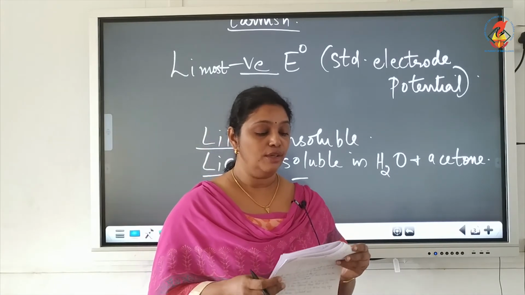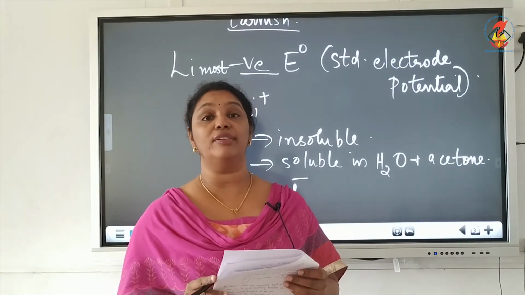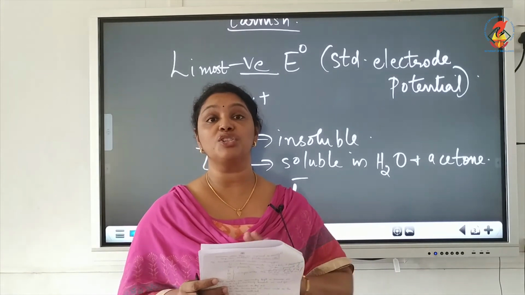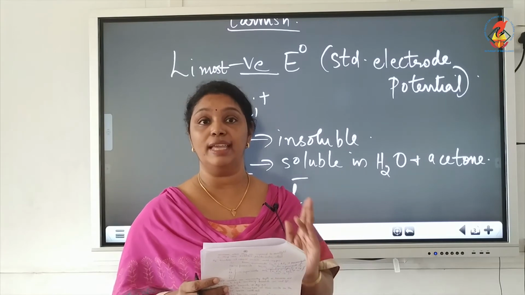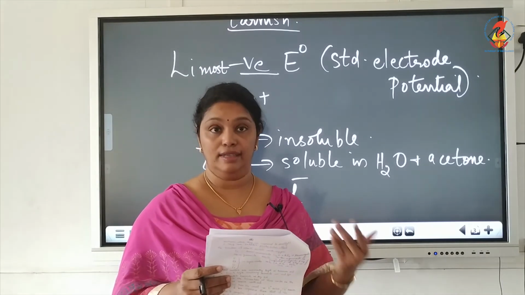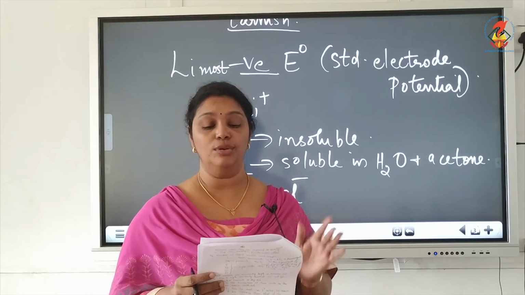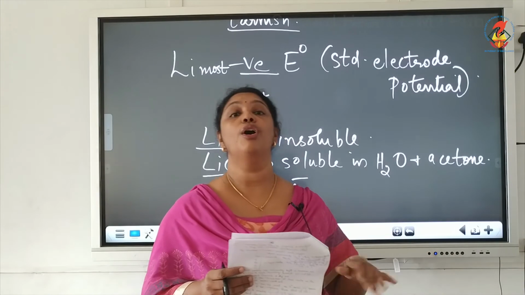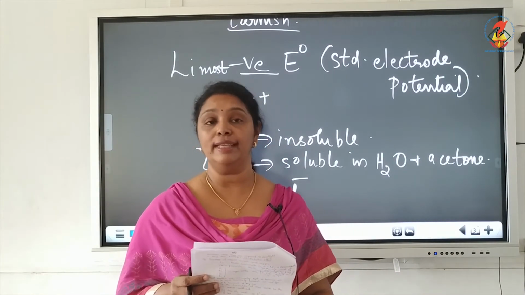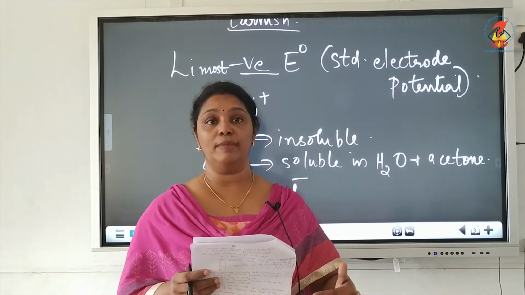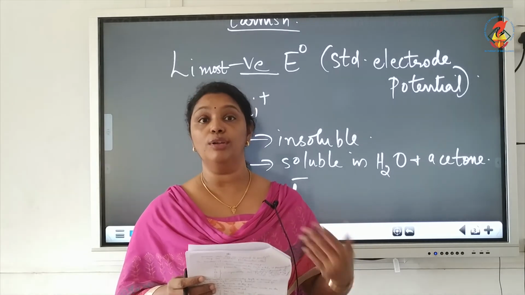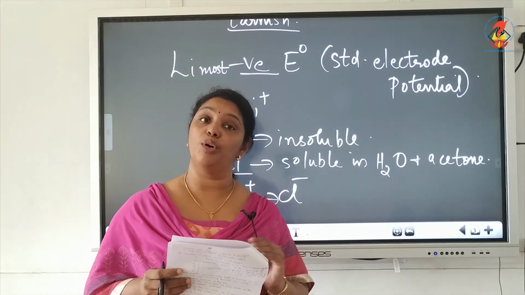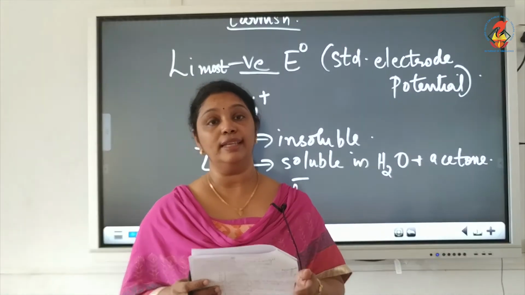Now next question, group 1 metals are obtained by chemical reduction methods. Because these group 1 metals are very strong reducing agents. Reducing agents help in reduction and they get oxidized. We know that reduction means gain of electron and oxidation is loss of electron. So group 1 elements are very good reducing agents, so they undergo oxidation easily by losing electron.